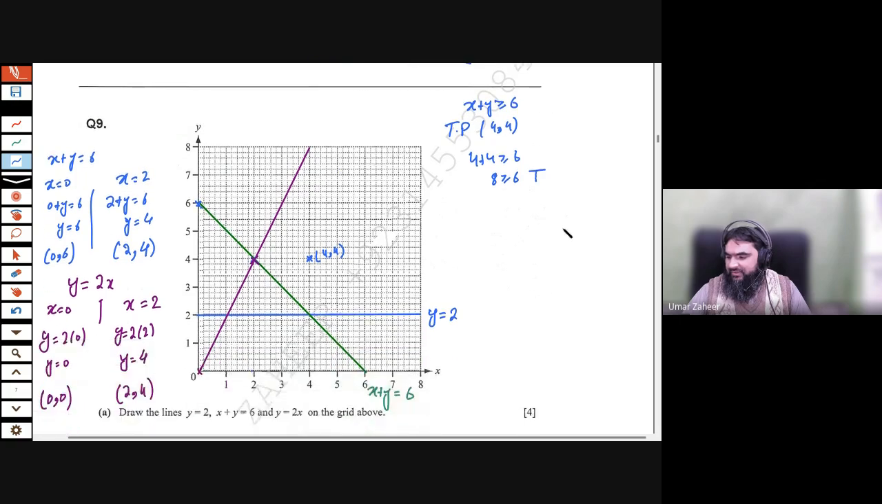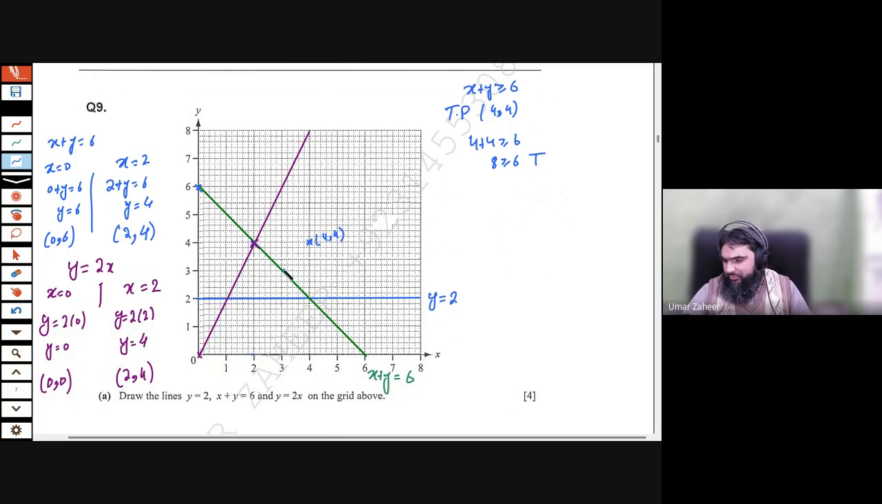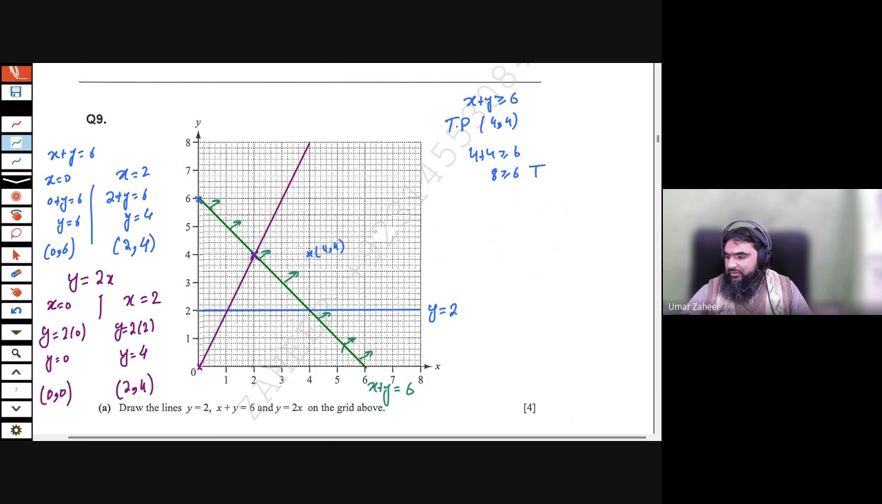This means that the region is towards this point. I'm just making a lot of marks, so it is going to be easy for us to find the required region. Now, what is the next inequality?